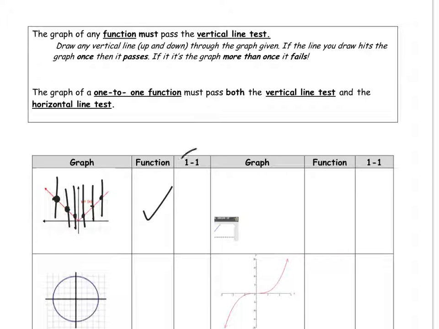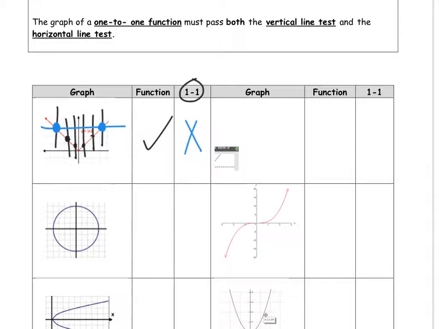Now to see if it's a one-to-one function, we have to see if it passes the horizontal line test. So if I draw any horizontal line, how many times does it hit the graph? You should be saying it hits the graph twice, so this one is not a one-to-one function.